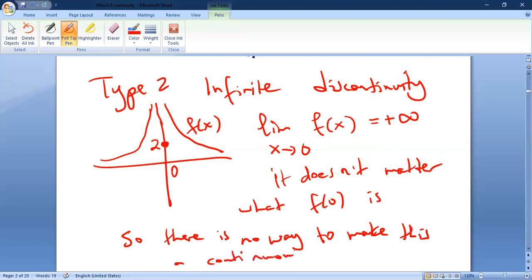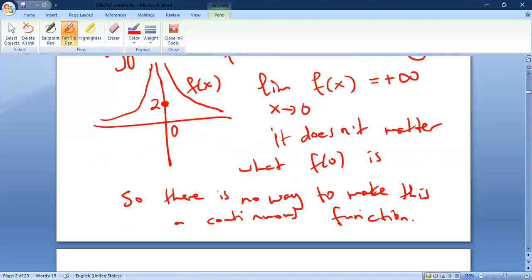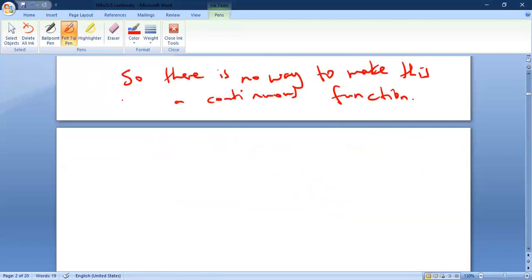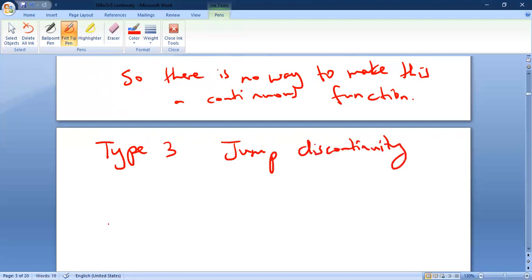So this type is called infinite discontinuity. If the limit from the left and right is some infinity, then it's called infinite discontinuity. The third type is like the step functions, or the Heaviside step function. That's jump discontinuity. Well, again, there is no way to fix these ones either. So we are going to have things like these.